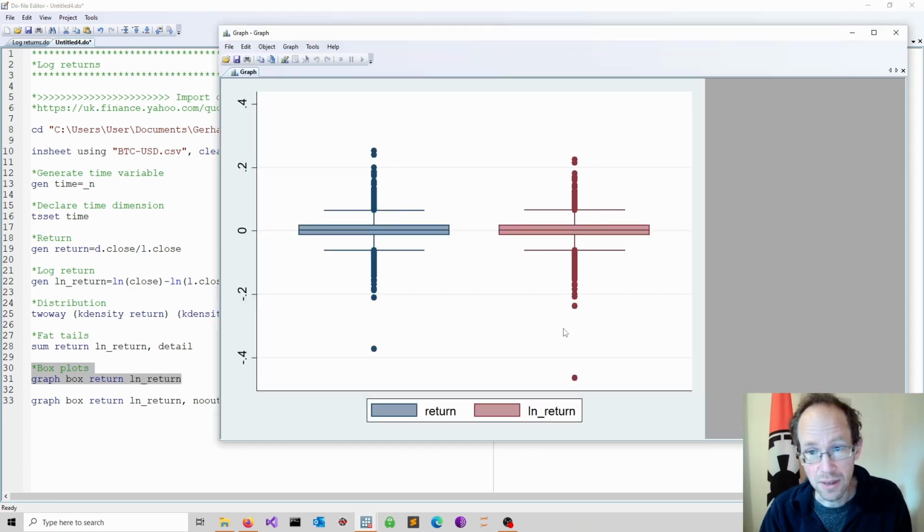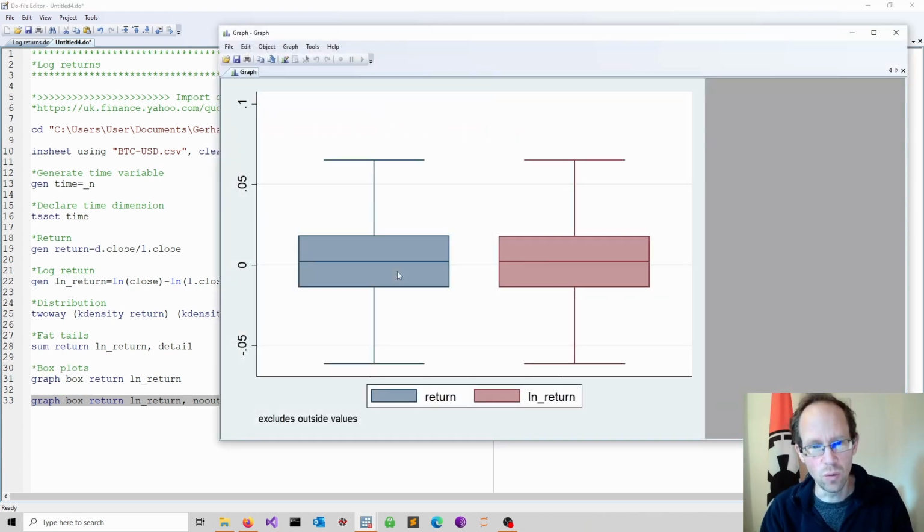And here you can clearly see an outlier, so a significant drop in value, which leads to a significant difference between the log return and the normal return. Finally, if you remove the outliers using the noout command, you see that they look very much alike. There's no big difference in this case, so the main difference occurs in the extremes.